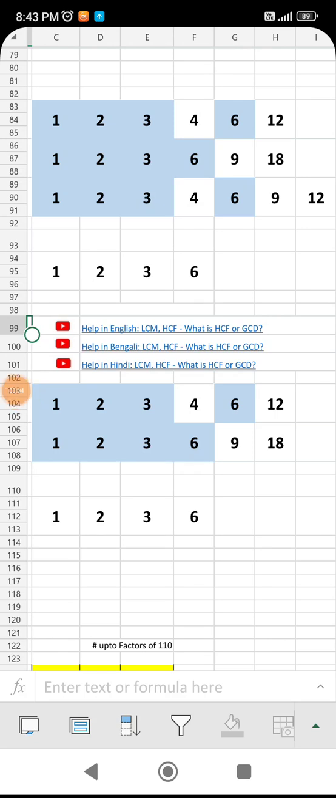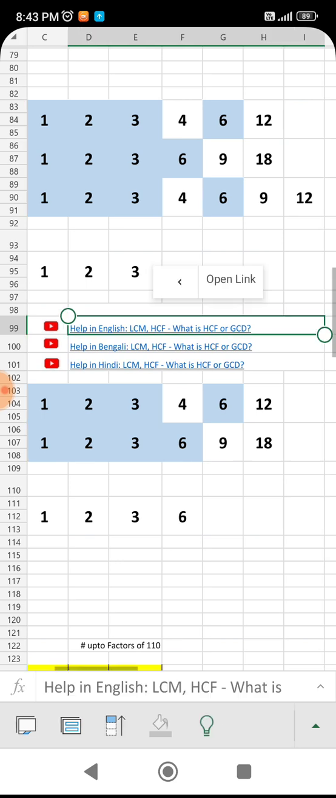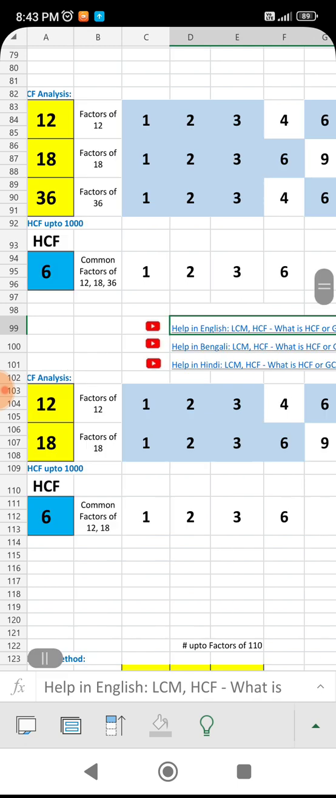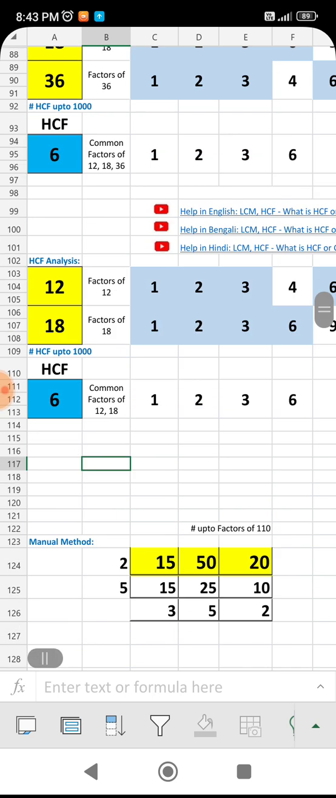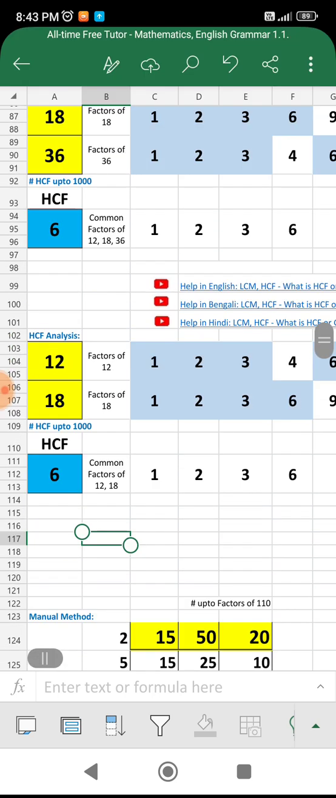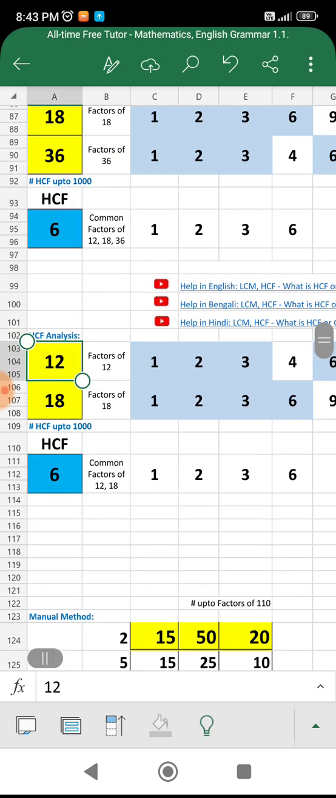Today we'll start with what is HCF or GCD. If you want to know about this, then you have to select this English video and open the link. The video will come. If you need any help with a problem, ask.